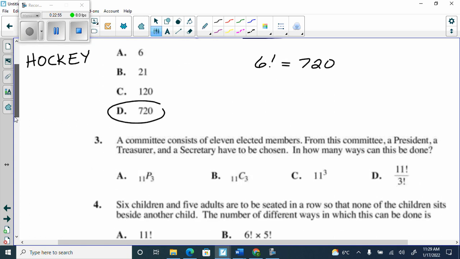Here we have a committee consisting of 11 elected members. From this committee, a president, a treasurer, and a secretary have to be chosen. Permutation or combination? Permutation, because order matters because we gave them jobs. So it'd be 11P3.